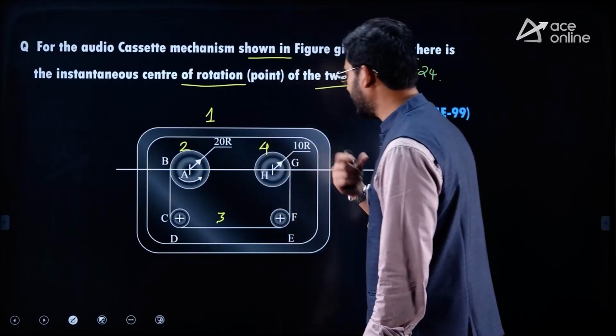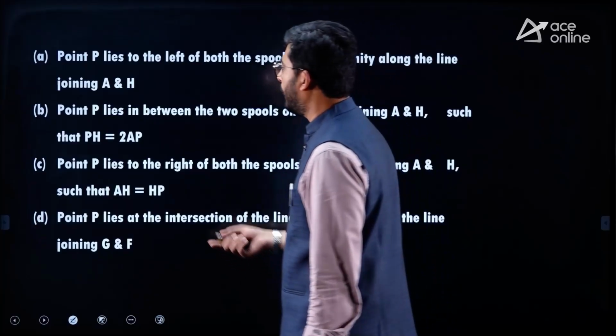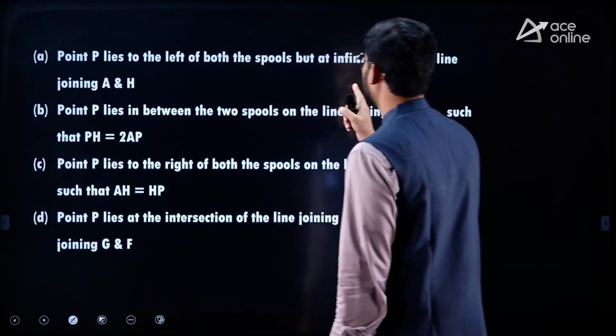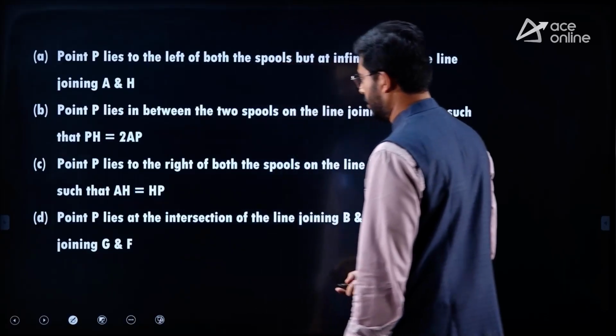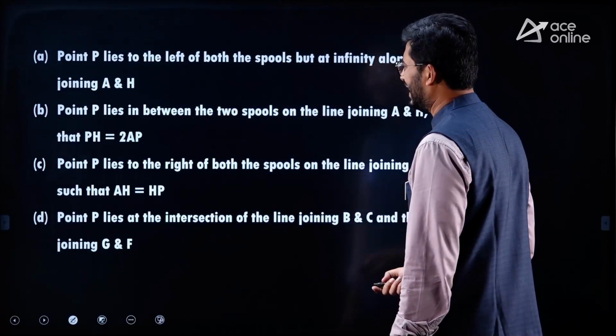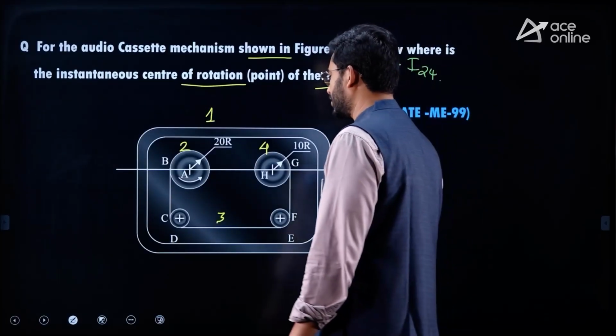Okay, let's go through the options here. What does it say? Point P lies on the left of both spools at an infinity distance along OH, A and H. So it is going to lie on the left of both the spools. Let's try to examine the sense of rotation.